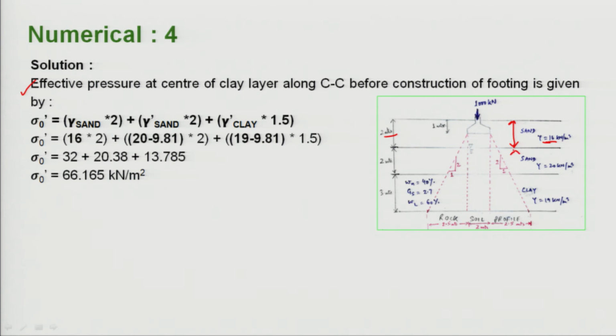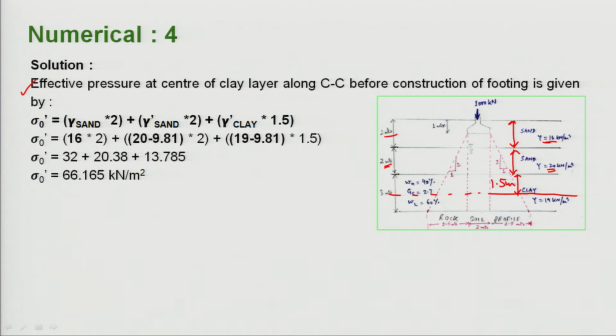Then for the second layer, see here in the diagram, that is 20 kilonewton per meter cube into the depth of this layer. And then for the third layer, you will not consider the entire depth, because you are considering only this third portion. The unit weight is 19, and this depth is only 1.5 meters. So, 19 into 1.5.